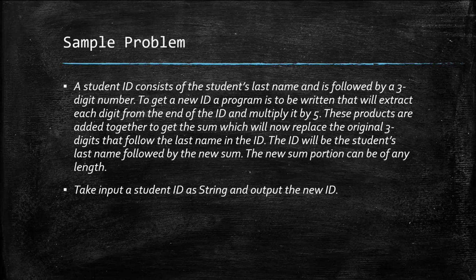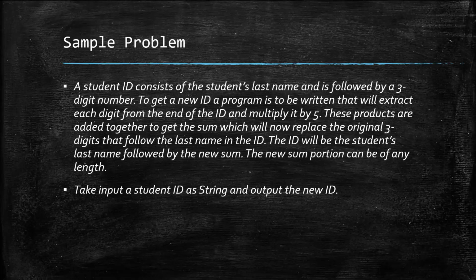A student ID consists of the student's last name followed by a 3-digit number. To get a new ID, a program is to be written that will extract each digit from the end of the ID and multiply it by 5. These products are added together to get the sum, which will now replace the original 3 digits that follow the last name in the ID. The ID will be the student's last name followed by the new sum. The new sum portion can be of any length. Take input a student ID as a string and output the new ID.